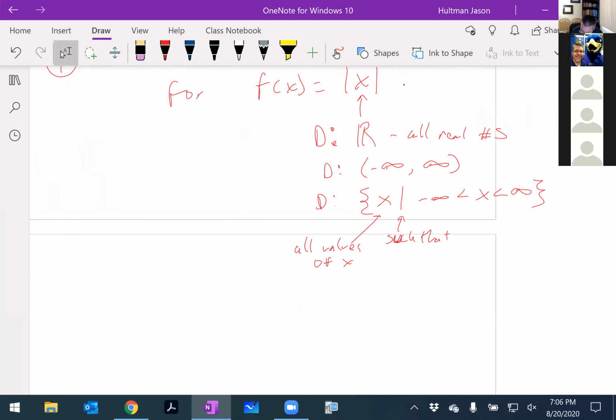That's the domain. Okay, well, what's the range in this case? What does that absolute value do? Somebody said this earlier. What does that absolute value do? It makes everything positive. Thank you. Who was that? Giselle? Okay, good job, Giselle.